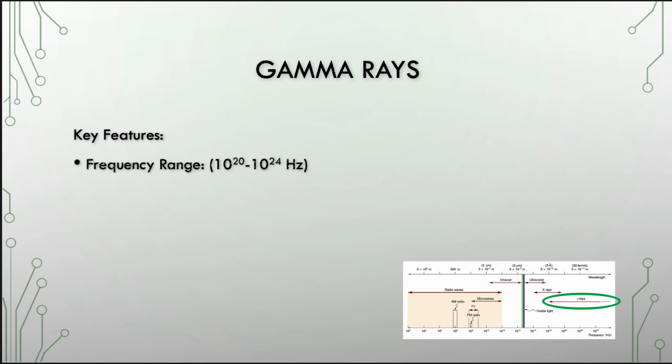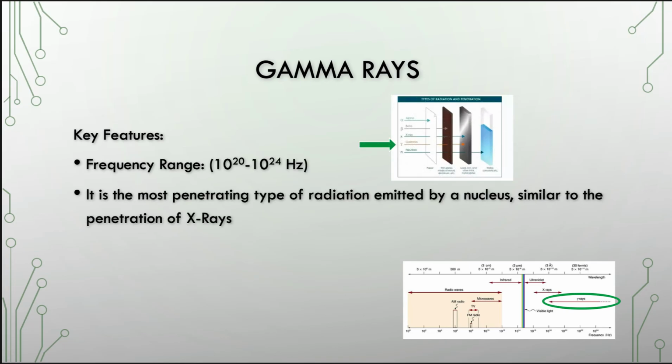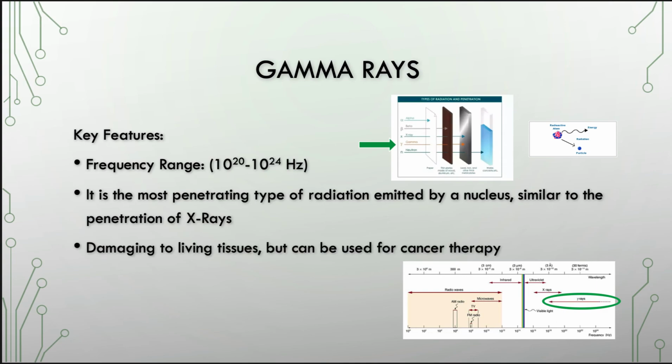Gamma rays. This is the most penetrating type of radiation emitted by a nucleus, similar to the penetration of X-rays. Gamma rays occur from the radioactive decay of an atom. These rays are damaging to living tissues, but can therefore be used for cancer therapy to target the cancer. They can also be used in scanning luggage at airports.